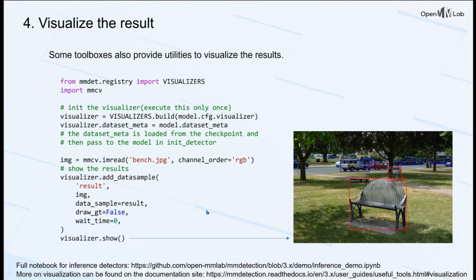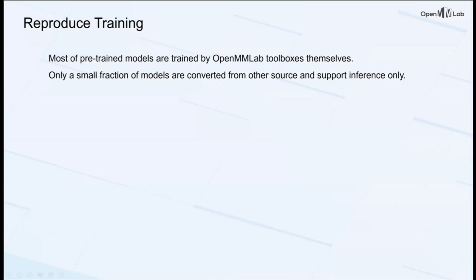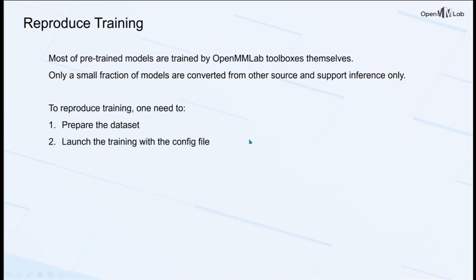Okay, so this is the part on inference, and let's move on to training. The first thing you may want to do is to reproduce training. As we have seen, each repository provides a list of models, and most of these models are trained by OpenMMLab toolboxes themselves, and they can achieve certain performance. Reproducing training is actually easier than inference. There are only 2 steps, and even without writing code.